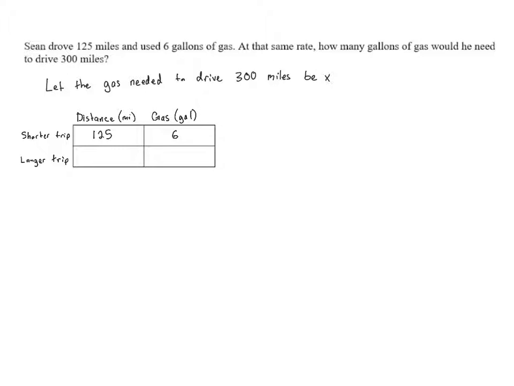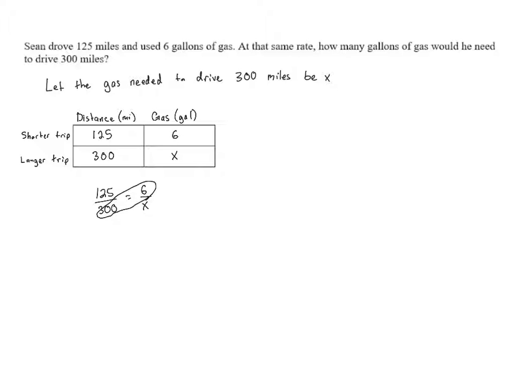So the distance is 125 and the amount of gas is 6. For the longer trip, we know that he wants to go 300 miles. But we don't know how much gas it's going to be, so we said that that was going to be our X. And now that we have our table filled out, we can move all the numbers down directly into a proportion. And this becomes 125 out of 300 equals 6 over X. And then we cross multiply.